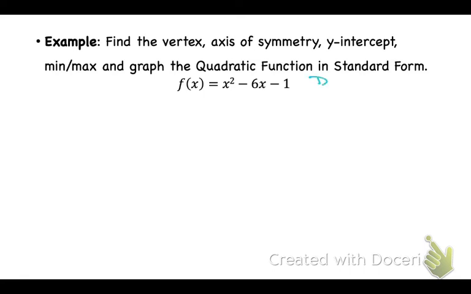I would like you guys to add domain and range to what you need to do. The reason for that is because domain we know is always all reals unless we're in an application problem with the quadratic, and we need to practice our ranges, don't we?